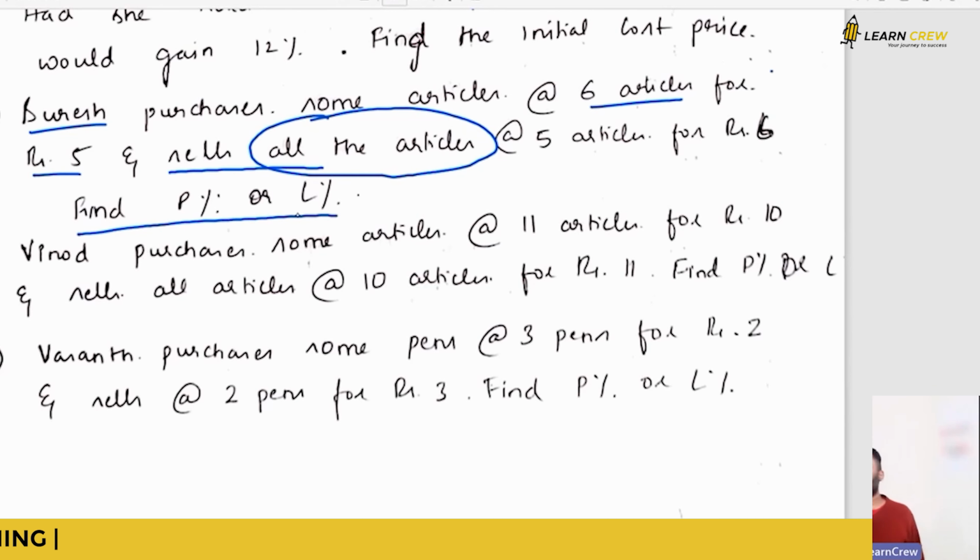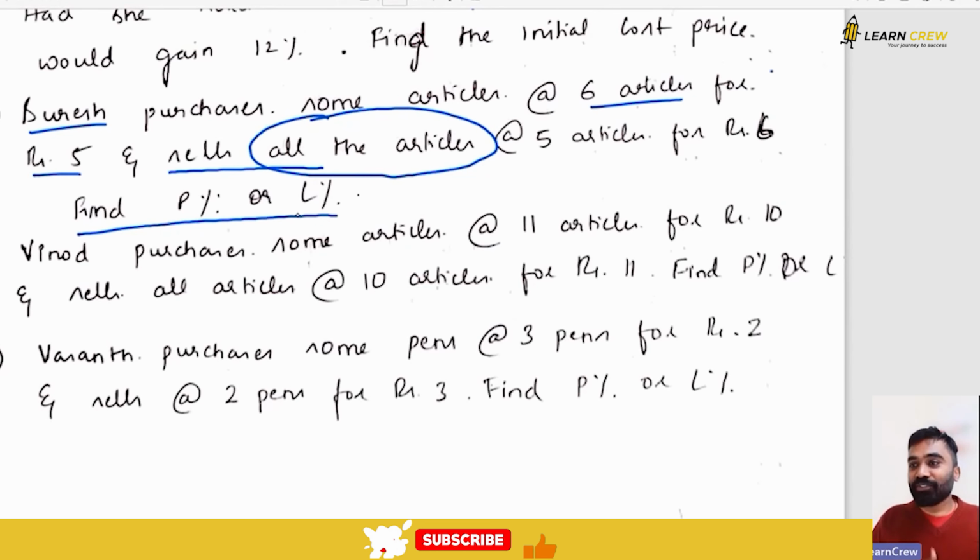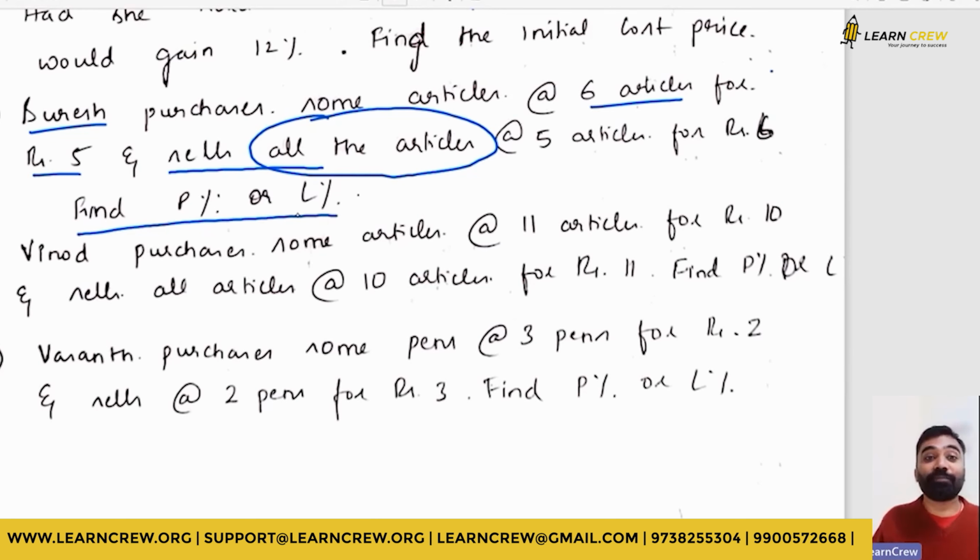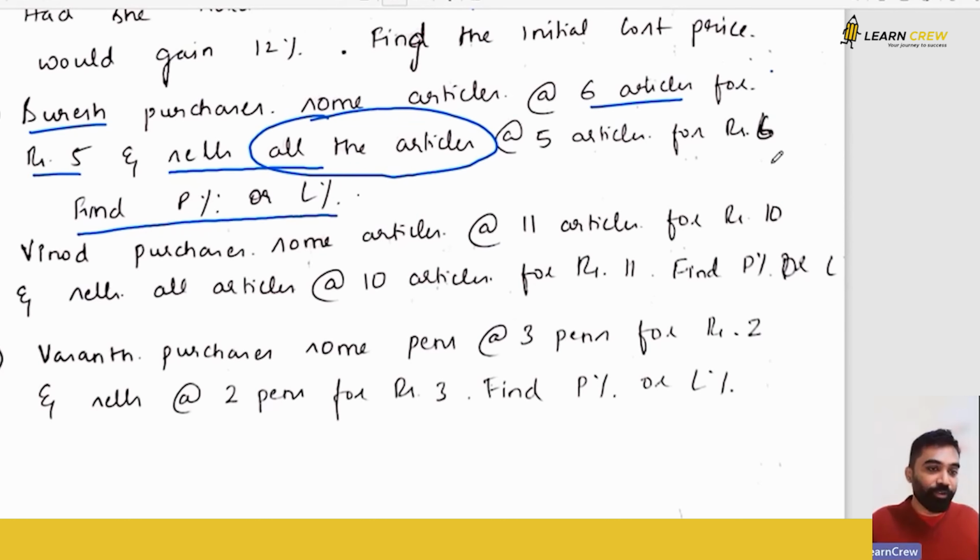Number is not mentioned. How many books have been purchased? Not mentioned. Cost price not mentioned. Selling price not mentioned. It is all in terms of ratio. You just need to calculate the ratios, find out the percentage increase in profit or decrease in loss, and find out the percentage. How do you approach this problem?